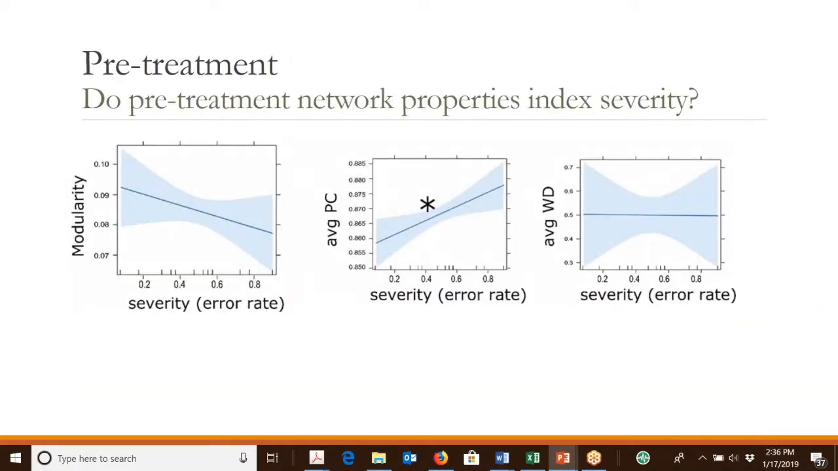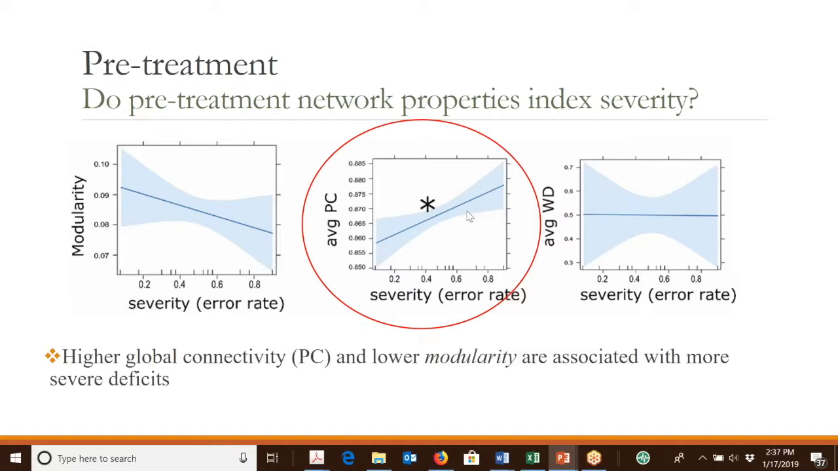What about: do pretreatment network properties index severity? This is the performance on the PAPA 40 on the spelling test. Here we see that average PC, the connectivity across modules, is significantly related to deficit severity in the following way: higher connectivity across modules is associated with more severe deficits. Higher connectivity across modules means lower overall modularity. So lower overall modularity is associated with higher connectivity across modules, and both are associated with more severe deficits. So lower modularity caused by higher global connectivity is associated with more severe deficits.